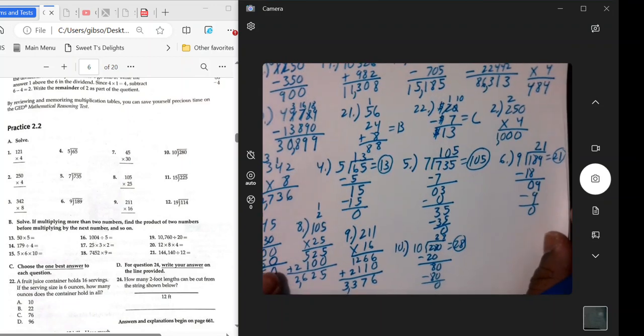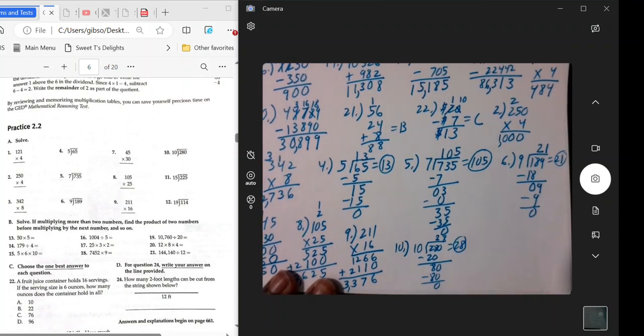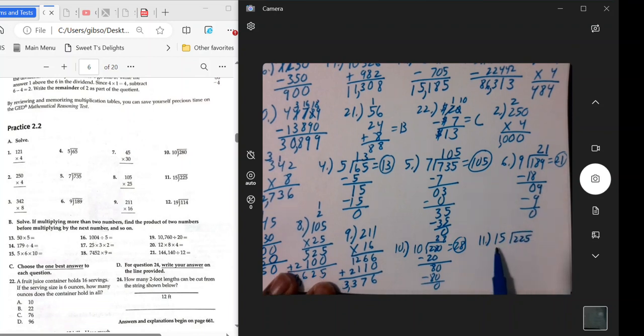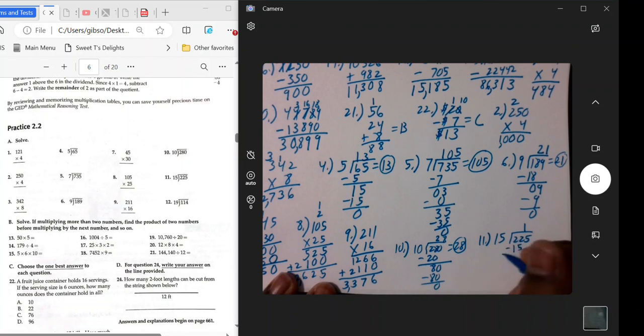Okay, now we go here to problem 11. We have 15 into 225. So 15 goes into 2 0 times. 15 goes into 22 once. 1 times 15 is 15. 22 minus 15 gives us 7, because when we subtract, we know we cannot subtract 5 from 2, so we borrow 1 from this 2, and then this 2 would become 12. 12 minus 5 is 7.